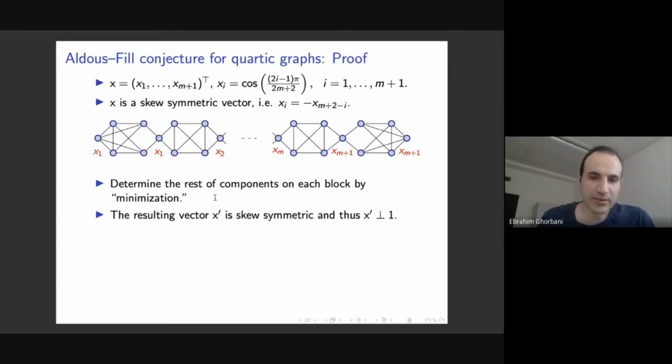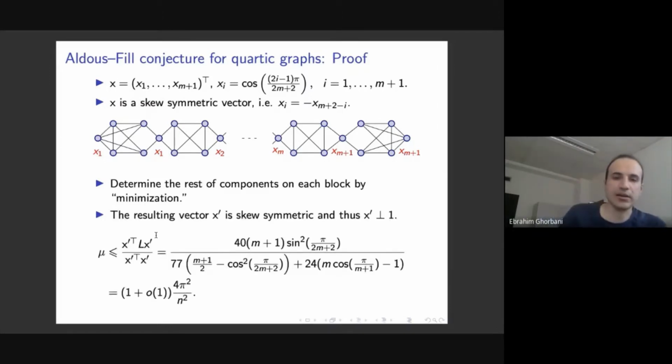So we come up with the resulting vector x prime, which is defined now over the whole graph, not just the cut vertices. And since the initial vector x is skew symmetric, the resulting vector is also skew symmetric. Actually, you can determine the components precisely and see this holds. So if we compute the Rayleigh quotient for this vector, then it's at least the algebraic connectivity of this graph. We can compute this Rayleigh quotient, and we see that this is about 4 times pi squared over n squared. This is what we wanted. So we come up with an upper bound for the algebraic connectivity. We need to prove the other direction to show that mu is actually this desired quantity.